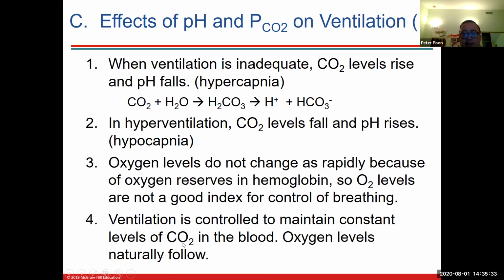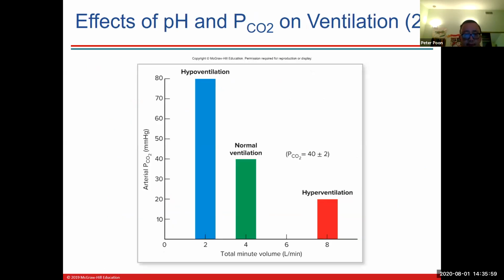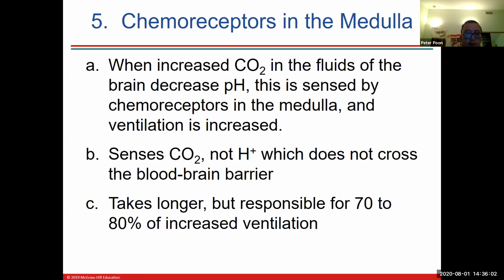The oxygen levels don't change as rapidly, so O2 levels are not an index for controlling breathing. When ventilation is inadequate, CO2 level rises and pH falls, and that's what sets off the breathing. So ventilation is controlled to maintain constant levels of CO2 in the blood, not oxygen. Here, the chemoreceptors and medulla do the same thing.